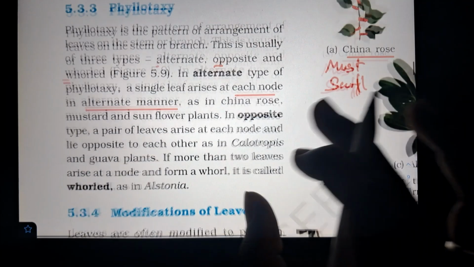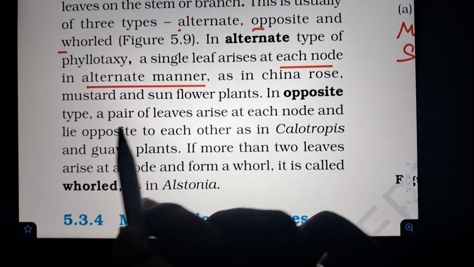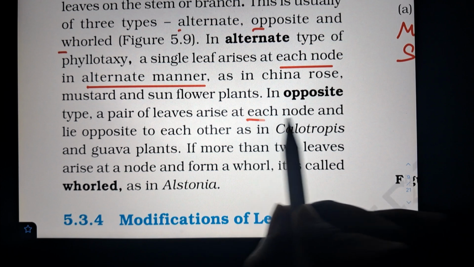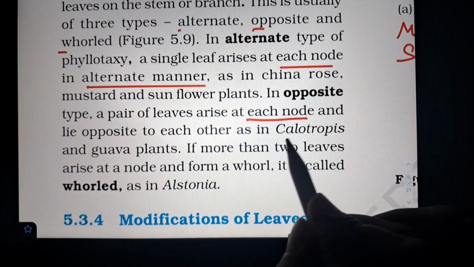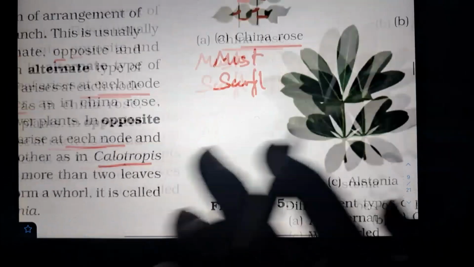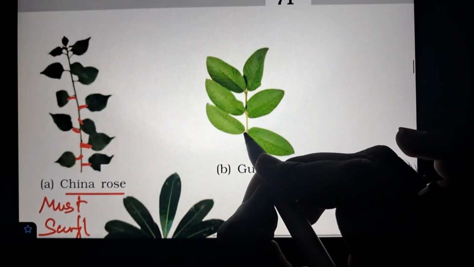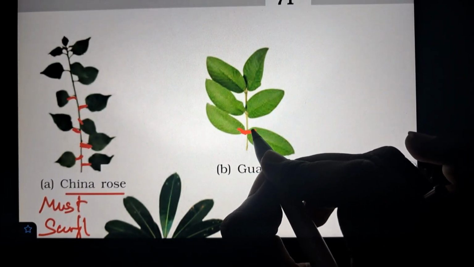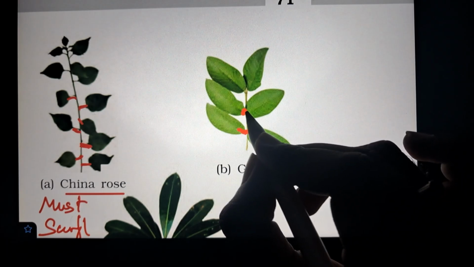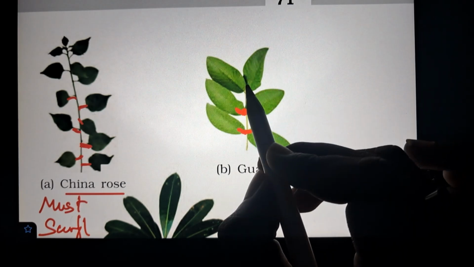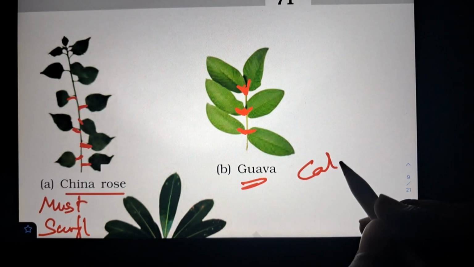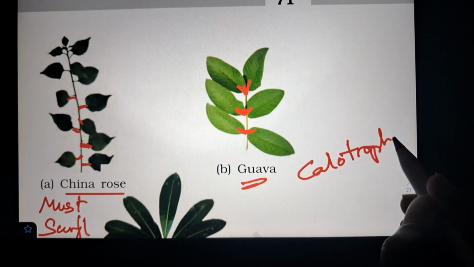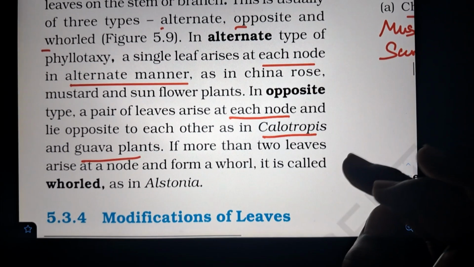And in the opposite type, a pair of leaves arises at each node, opposite to each other. Examples are calotropis and guava. You can see here at each node there are two leaves opposite to each other. This is a node, two leaves are originated here. Examples: guava, calotropis.